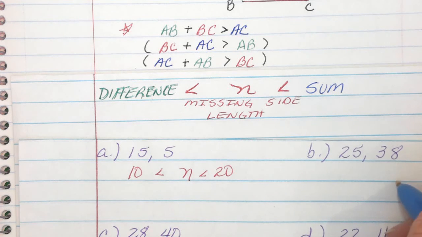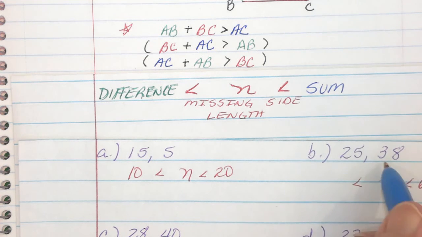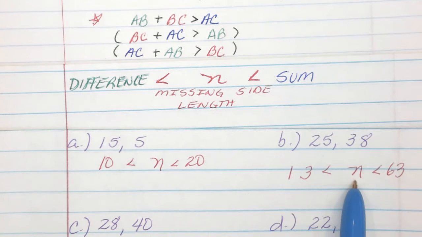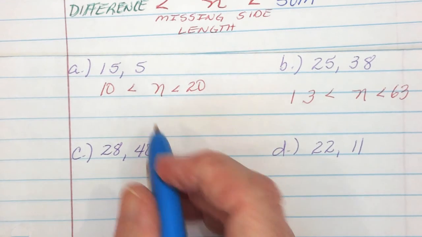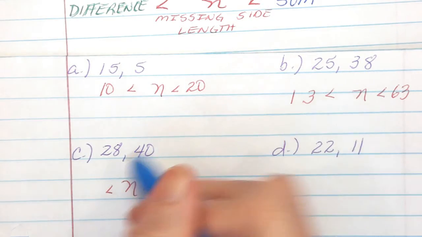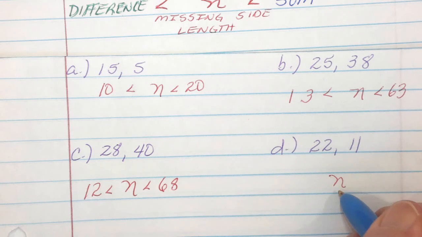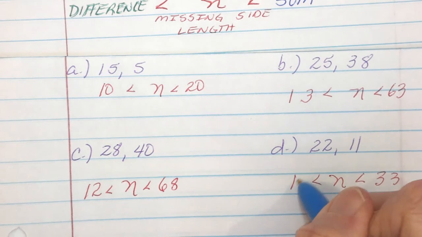If we did it for this example here, our length n, when we add 38 and 55, we will get 63. When we subtract 25 from 38, we will get 13. The missing length is between 63 and 13 units. So if we're going to solve with this example, we would say it has to be less than 68 but greater than 12. Now for this last example, the missing length n, less than 33 but greater than 11.